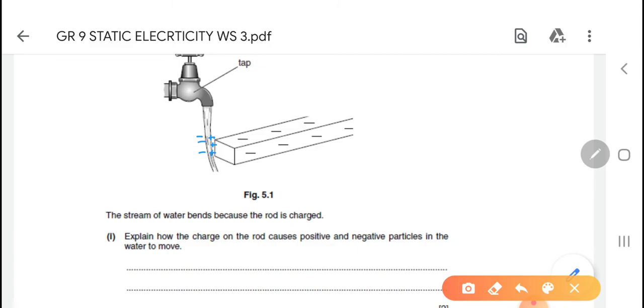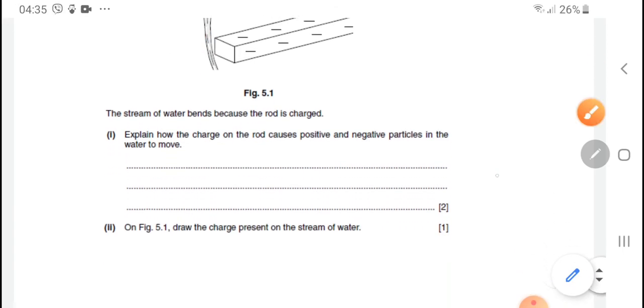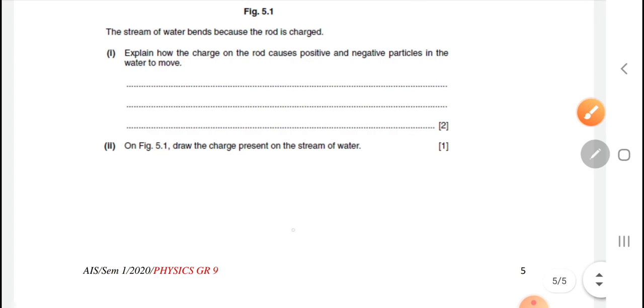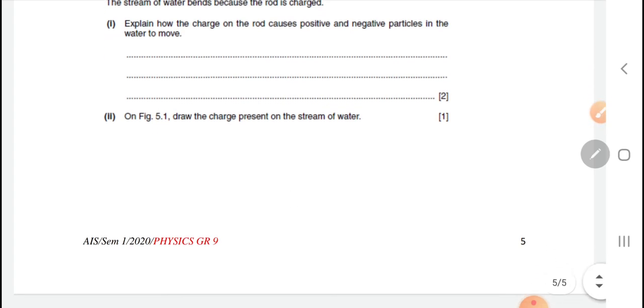Actually electrons can flow, but in an ionized water molecule, the water molecule also can flow. So the negative molecule will move away from the rod and the positive molecule will remain close to the rod. On figure 5.1, draw the charge present on the stream of water.